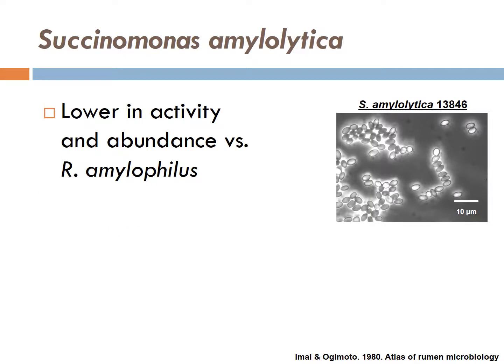Succinimonas amylolytica has lower activity and abundance versus Ruminobacter ammophilus. Similar niche, it's just less important because it has lower activity and abundance.